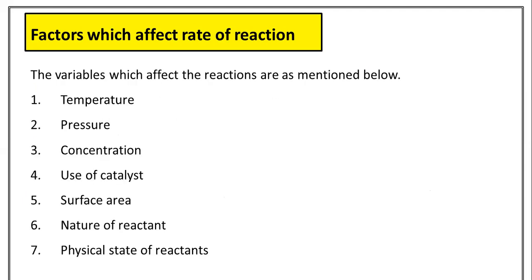Now there are many variables which affect the rate of reaction. In some references, you may find more than these also, but I have specifically listed the important ones. So the variables which affect the rate of reactions are temperature, pressure, concentration, use of catalyst, surface area, nature of reactant, and physical state of reactants.